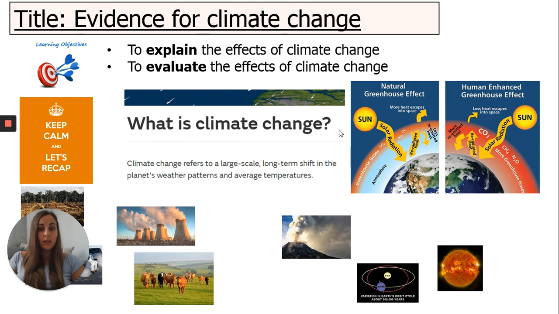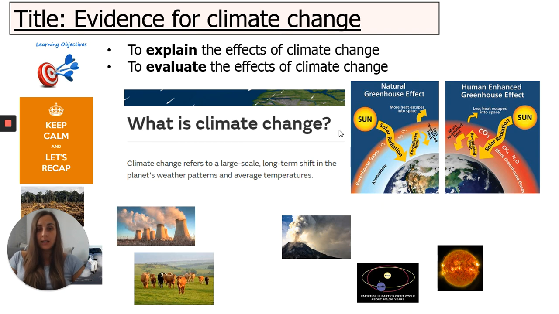So we had a look at what climate change is. We said that climate change refers to the large-scale, long-term shift in the planet's weather patterns and average temperatures. We said it's very different from the weather, which can change minute by minute, hour by hour, whereas climate change is the average conditions over a long period of time, and that the climate is changing. And then we also had a look at, well, what's causing that to happen?